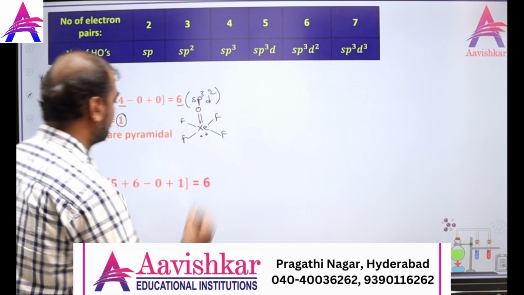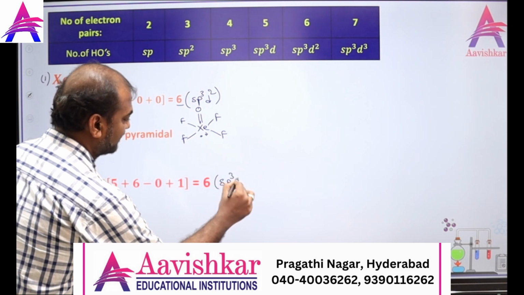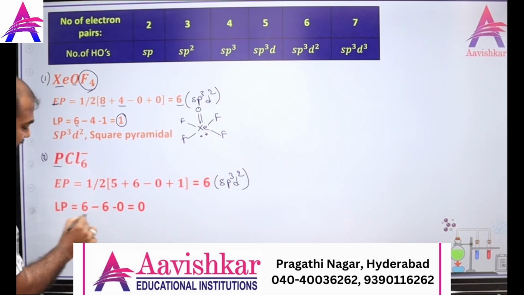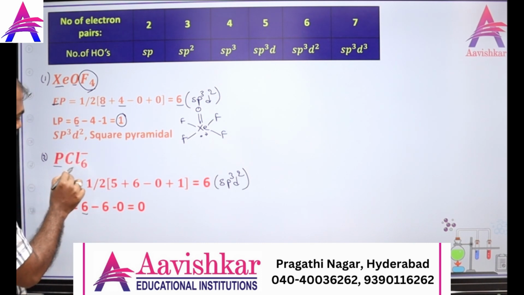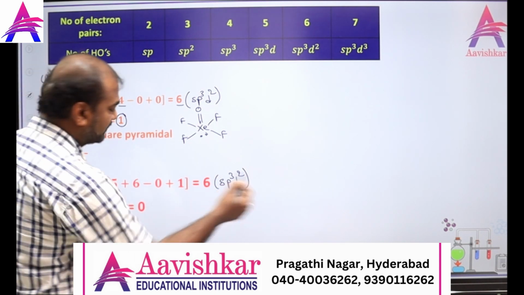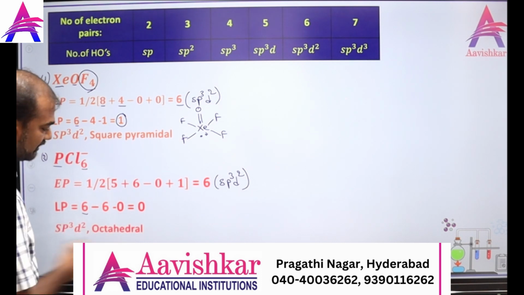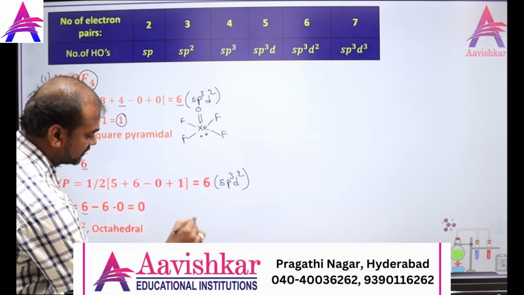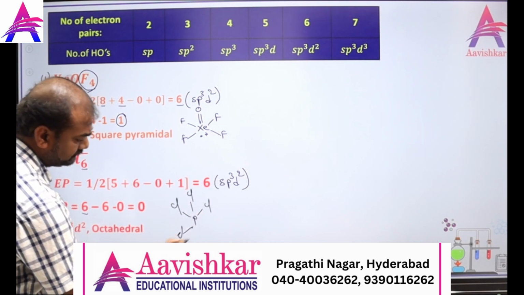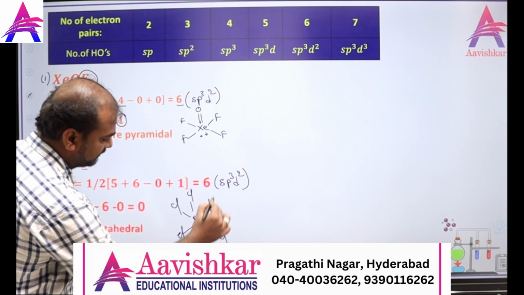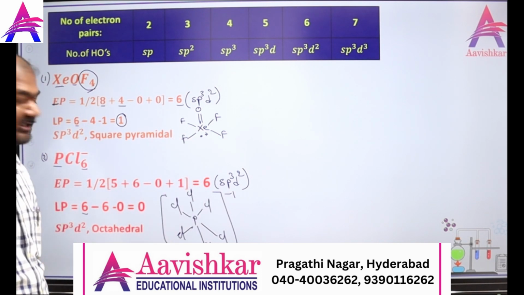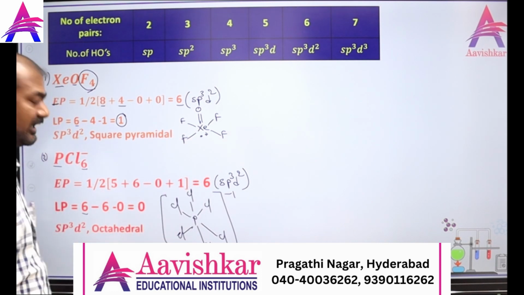So the total value is once again 6. The 6 indicates the hybridization, which once again is sp3d2. Now the lone pairs: here the value will be 6 electron pairs, then the monovalent species also 6, and no divalent, so 0. If a molecule is sp3d2 with 0 lone pairs, then the structure will be octahedral. It looks like this, phosphorus with chlorines, just like SF6, but the overall molecule has a charge of minus 1. So PCl6 minus has an octahedral structure.